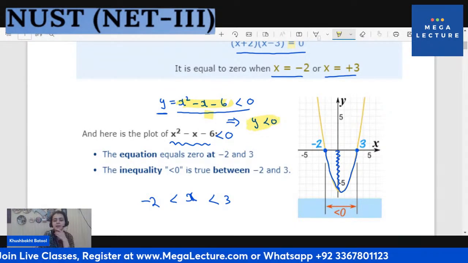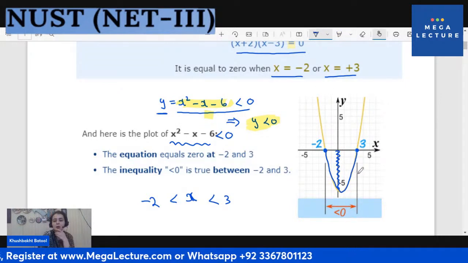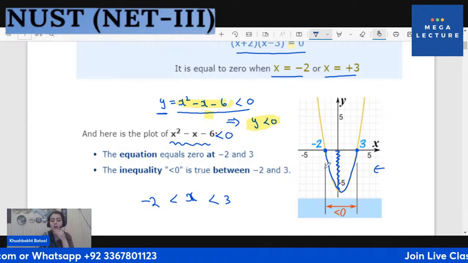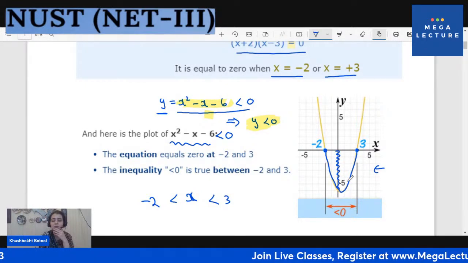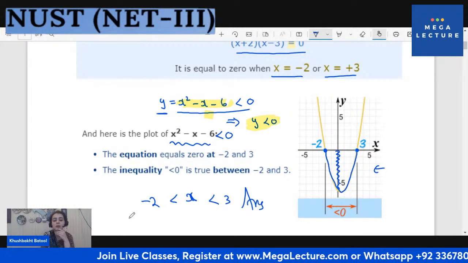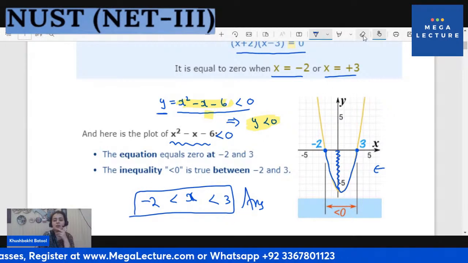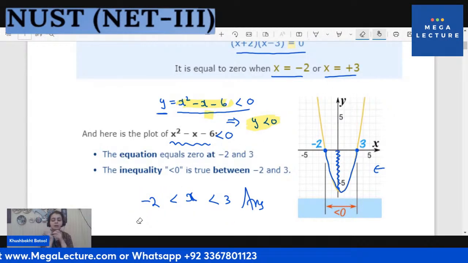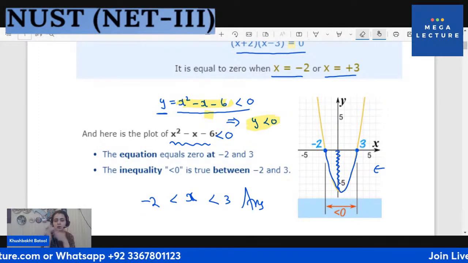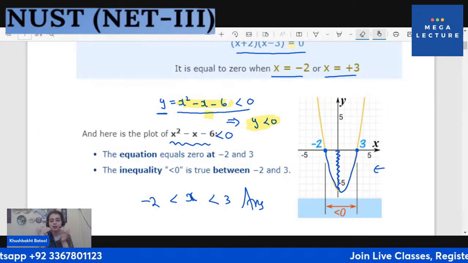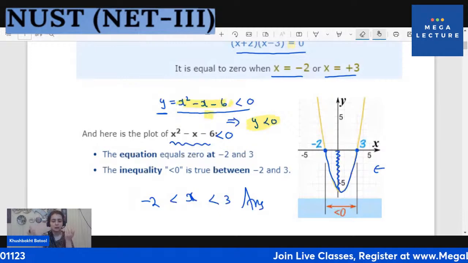When y is less than 0, we will be talking about this lower part of the graph, and for all the lower points, the values of x are staying between -2 and 3. So this is going to be the answer of your inequality, okay? Whenever you have an equation, you end up giving the answer as x equals -2, x equals 3. Whenever you have an inequality, it would be a range of answers.